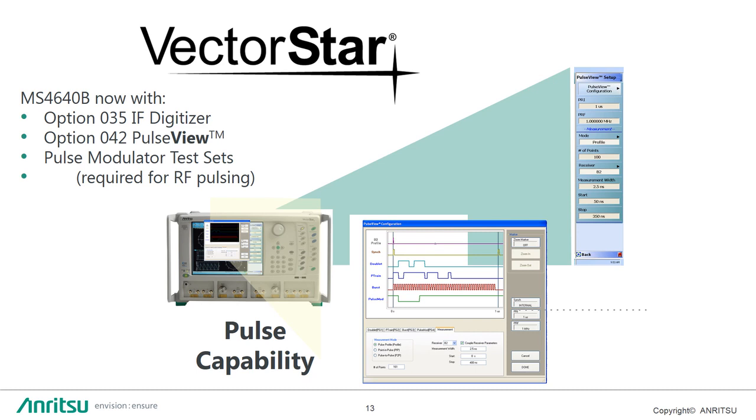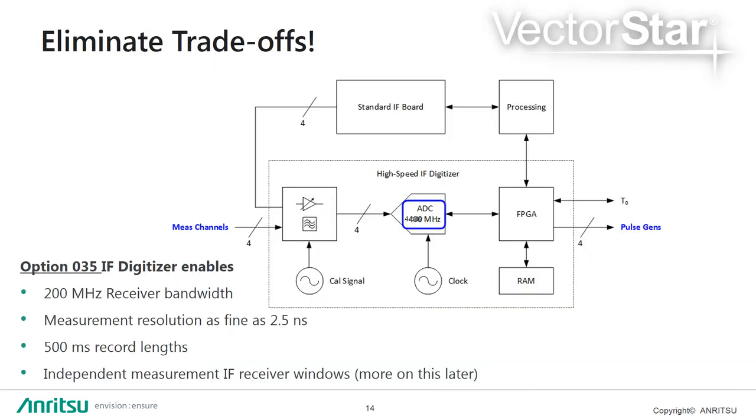The Anritsu VectorStar MS4640B series of VNAs, equipped with options 35 and 42, addresses these challenges with a number of industry firsts to deliver confidence to your measurements. With these trade-offs discussed in previous slides, with these new options with VectorStar, these can be eliminated.